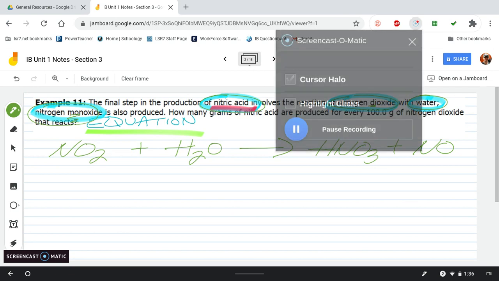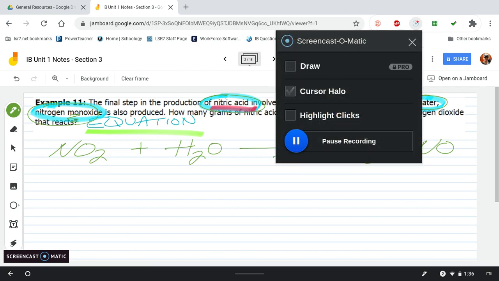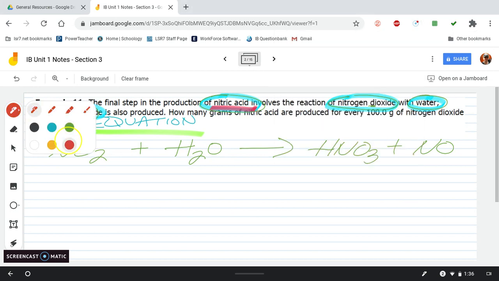Okay, so let's take a look at the balancing here. So nitrogens are looking pretty good. You got one over here and then one over there, so that's fine. So, oh, wait a minute, sorry. Two over here, one over here, so it's not fine. So we know we're going to need at least a two over here. So now the nitrogens are going to be okay.